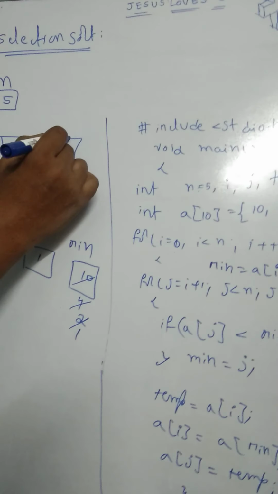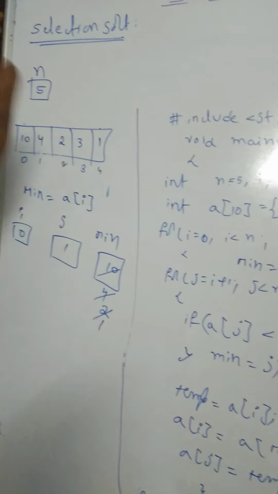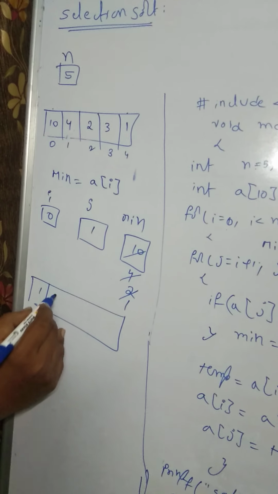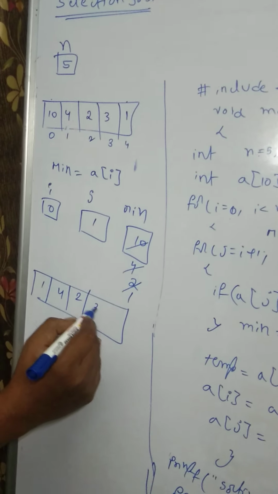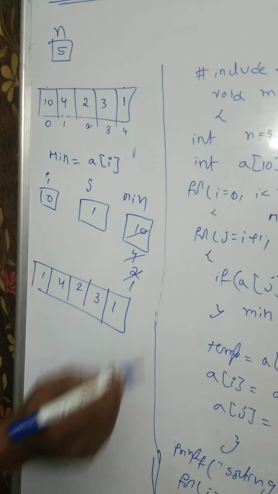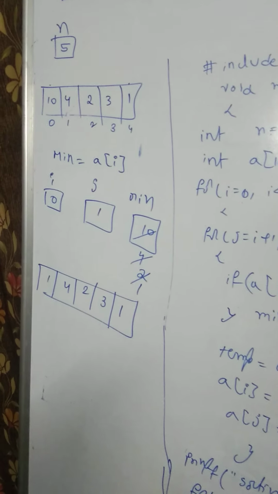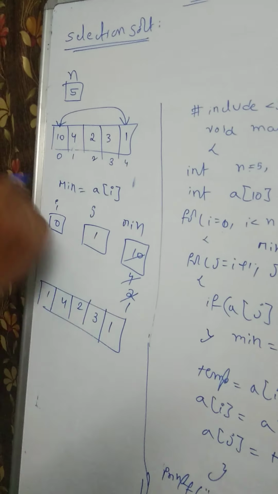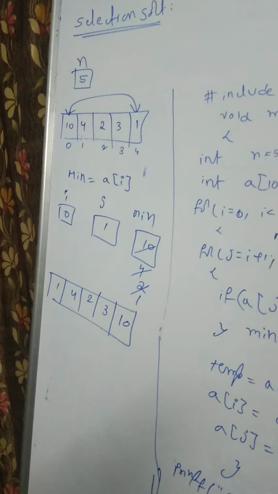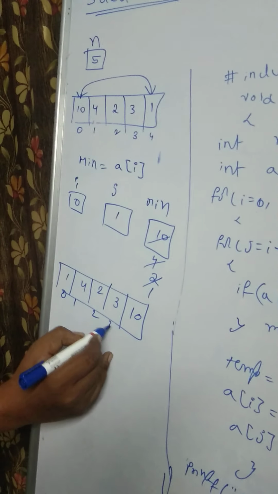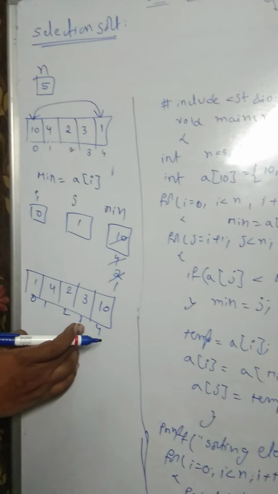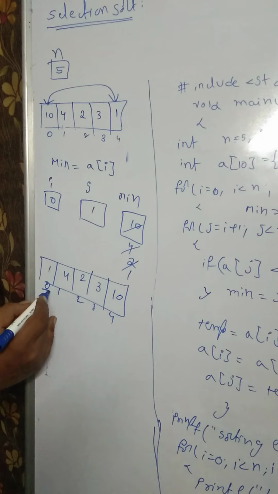Now this value is replaced with this one. So that means 1, 4, 2, 3 and this is 10. Here these two are swapped. The positions are 0, 1, 2, 3, 4. Now 4 is compared with the remaining ones. So this first position is already done.